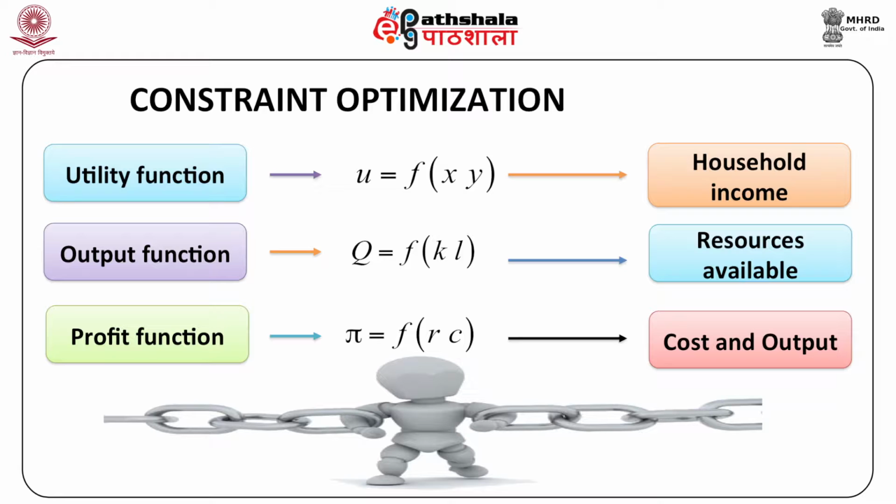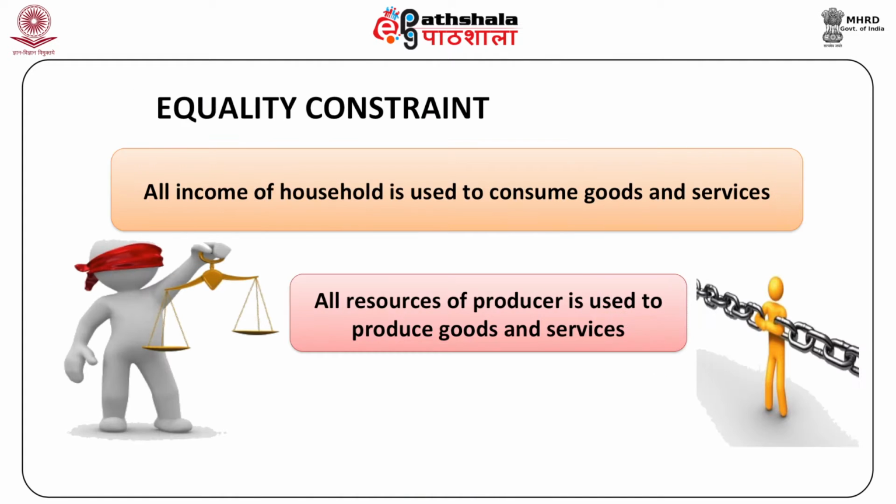Utility function of the consumer is constrained by the household income. Output function is constrained by the resources available, generally cost, which is with the producer. And the profit function is constrained by the cost and output both. Equality constraint.